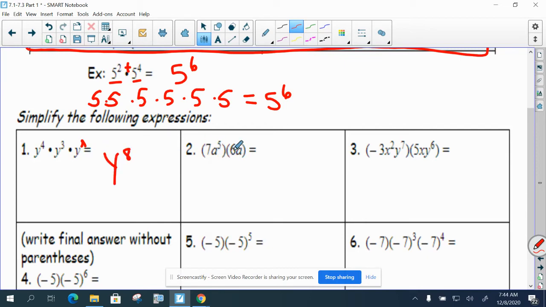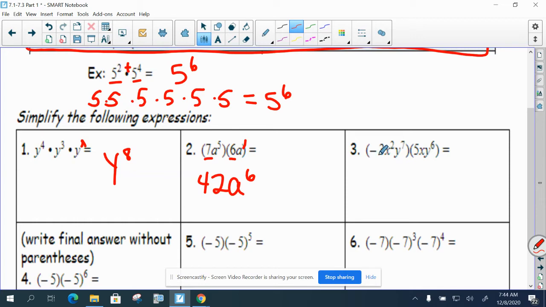Now here, you're still multiplying, you're just using parentheses. So the first thing you do is multiply the coefficients, 7 times 6, which would be 42. And then you do a to the 5th times a to the 1st. When you multiply powers, you add the exponents. So a to the 6th.